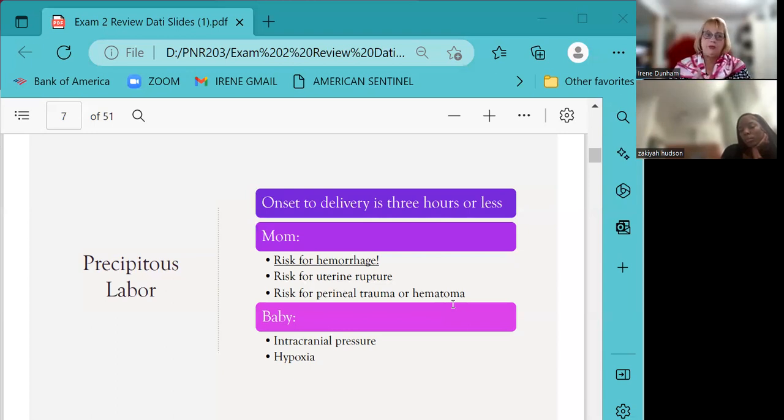So is precipitous labor good? What do you think, Ms. Hudson? Is a precipitous labor good? It doesn't sound good. No, it doesn't, does it? But most people say, oh, she had the baby so fast. She had him in the car, or she had him in the elevator. Well, that's all good, but all these things could happen, right? It's kind of scary to see all that happen.